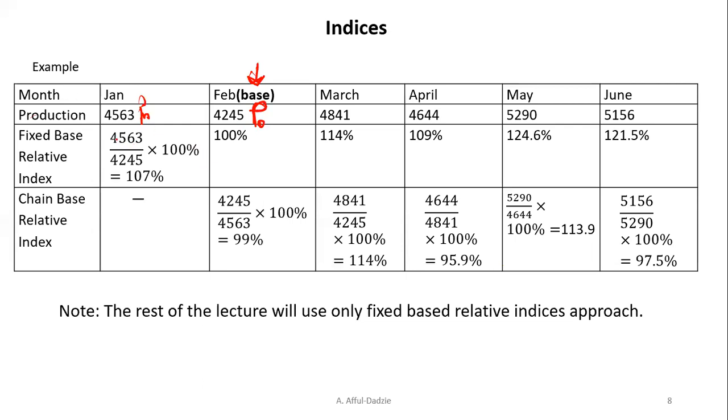Okay, so then we have 4563 divided by 4245 times 100. It gives us our index number. In February, our index number is going to be 100. Please ignore the percentage sign, it's not supposed to be there. Forgive me, just noticing this. You just have the index number. So at February, we have 100 as our index number.